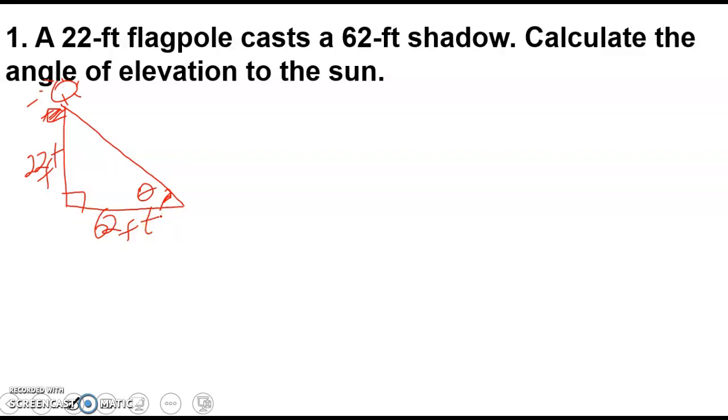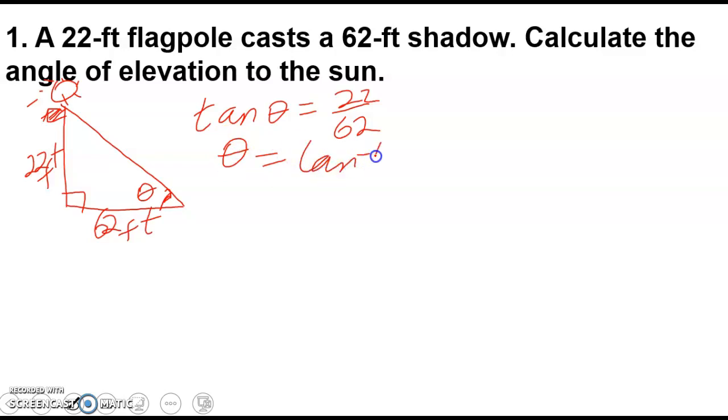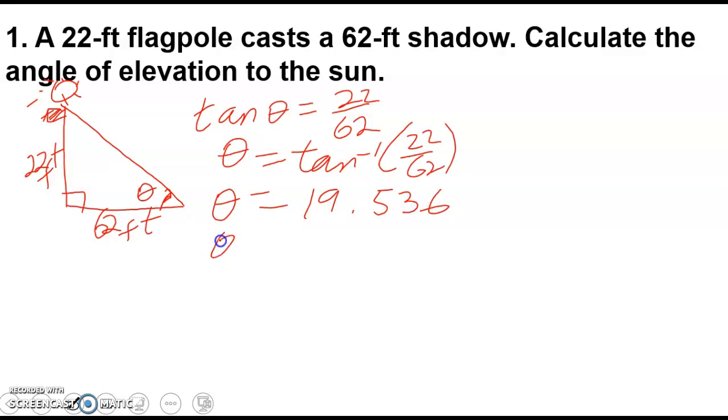Okay, which trig ratio do we have to solve this? Well, the angle is here, opposite and adjacent. Opposite and adjacent, the two legs, so it's tan, TOA. So tan theta is opposite, which is 22, over adjacent, which is 62. But we are finding the angle, so let's take the inverse of tan. So theta will be inverse tan of 22 over 62. Plug into your calculator, get about 19.536, which is approximately 20 degrees.